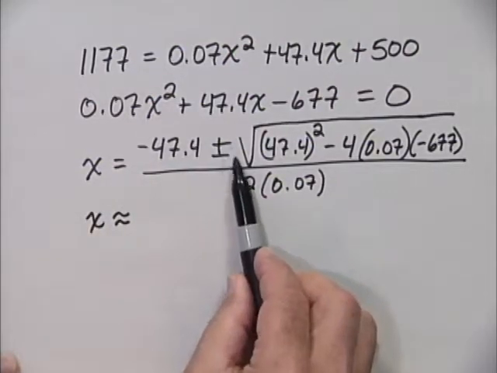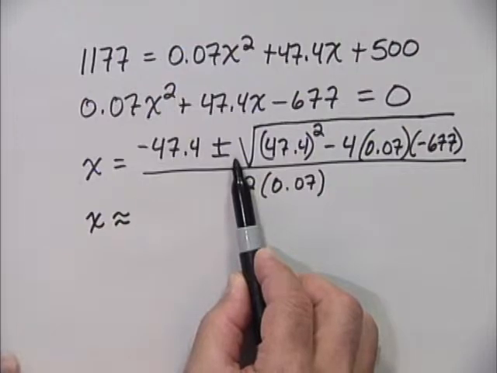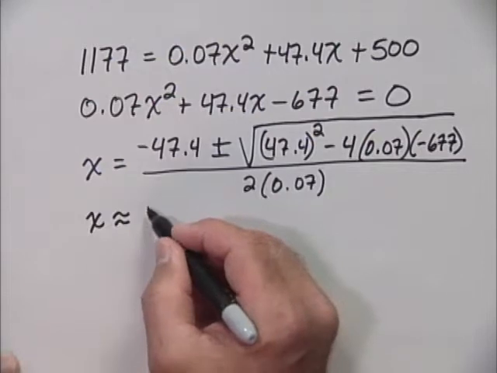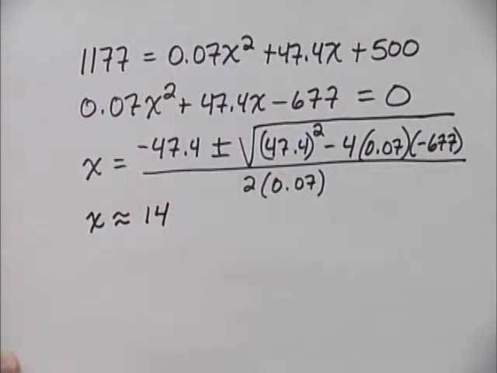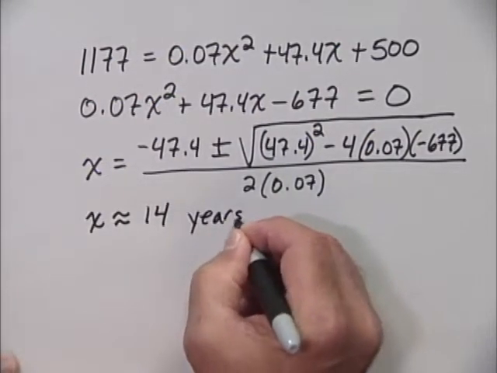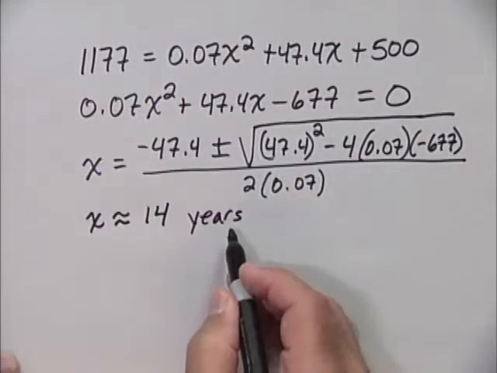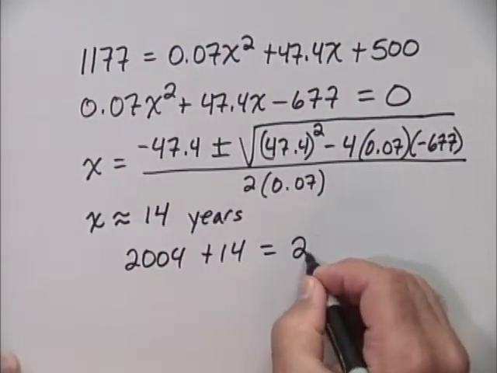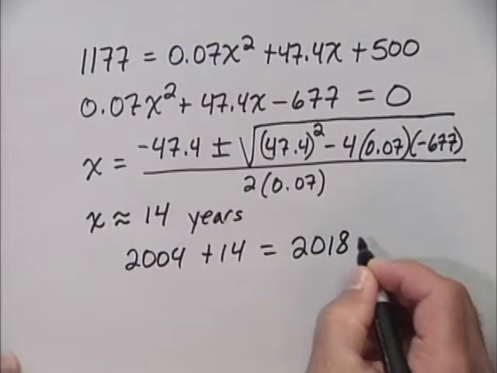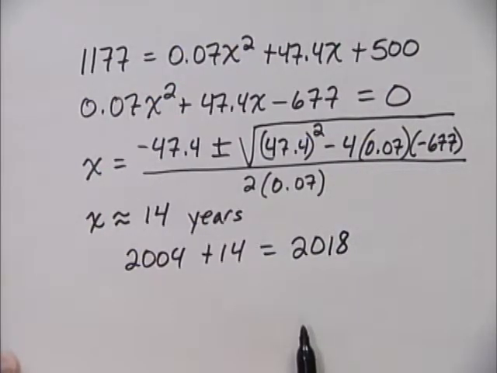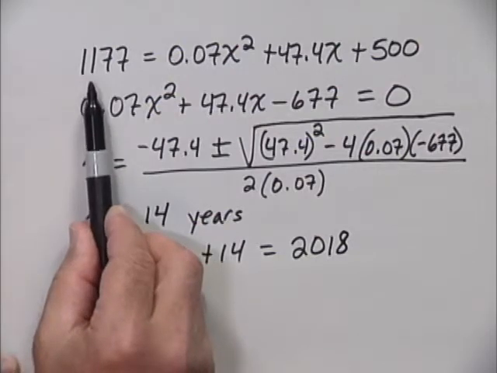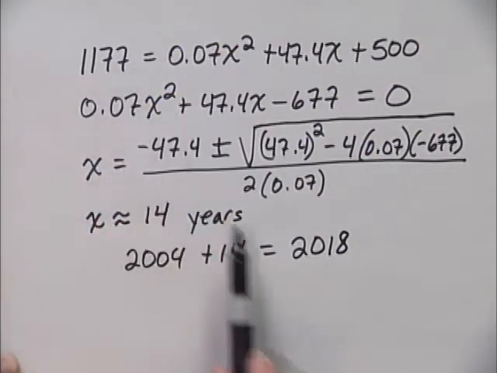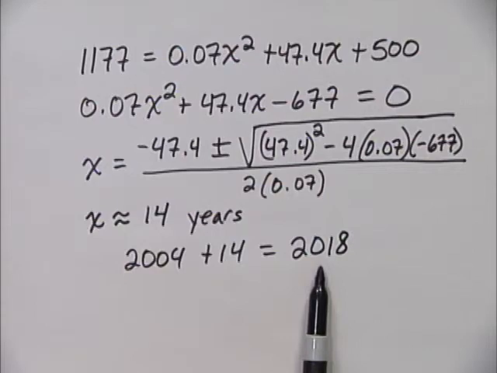And yes, you get 2 different answers. One will be negative, but since we're talking about years, we don't have to pay attention to that. The other one will be positive, and it's approximately 14. Now that's, again, representing years after 2004. So we say 2004 plus 14, and that tells us that the outflow will be approximately $1,177 billion in the year 2018.